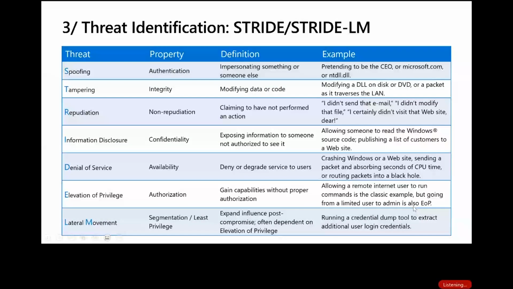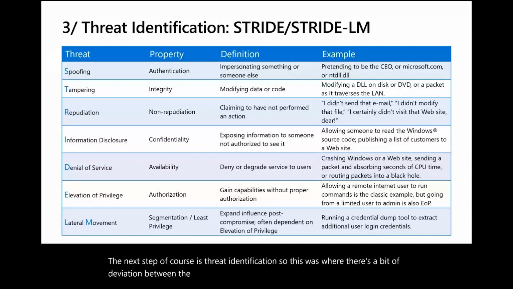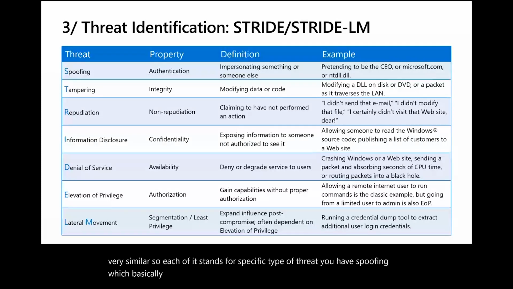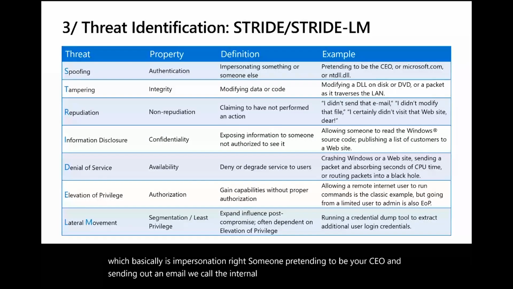The next step, of course, is threat identification. This is where there's a bit of deviation between the STRIDE and STRIDE-LM models, but they're essentially very, very similar. Each letter stands for a specific type of threat. You have spoofing, which basically is impersonation, right? Someone pretending to be your CEO and sending out an email. We call that internal phishing as well, right? Trying to get finance to approve an invoice by pretending to be a vendor.